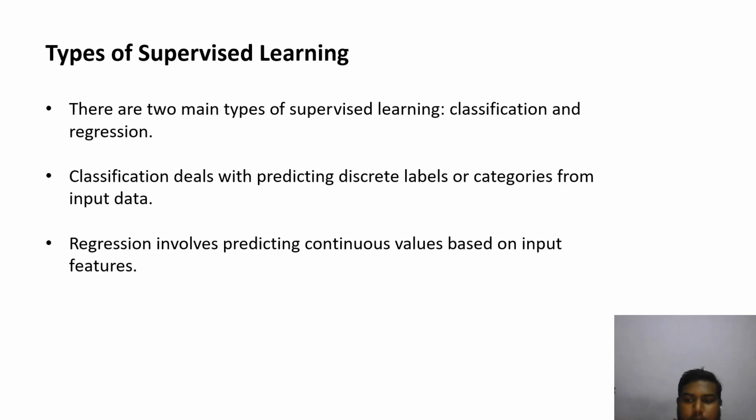Next, now we'll see the types of supervised learning. There are two main types of supervised learning. One is classification and another one is regression. First, we'll see about classification. What is classification? Classification deals with predicting descriptive labels or categories from input data. It will be categorized from the input data.